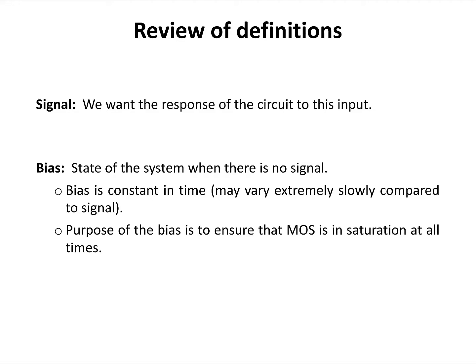Signal is something that we want to find the response of the circuit to. Bias is the state of the system when there is no signal. Bias is constant in time. It may vary extremely slowly compared to the signal, but for the purpose of this course, when we talk about bias, we refer to the constant and DC voltages and currents in the circuit. The purpose of the bias is to ensure that the MOSFET is in saturation at all times.